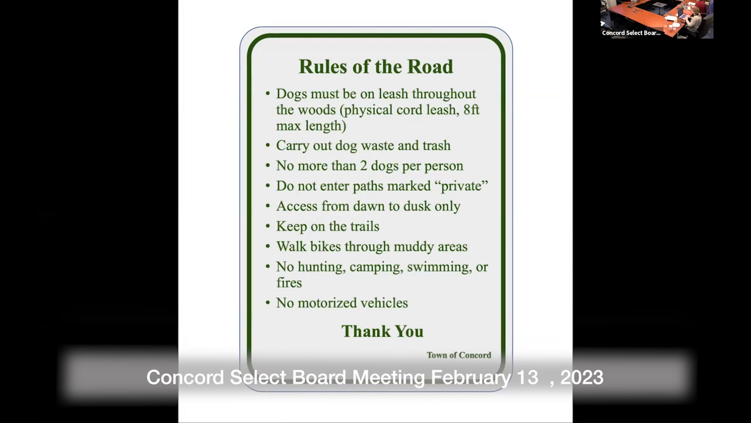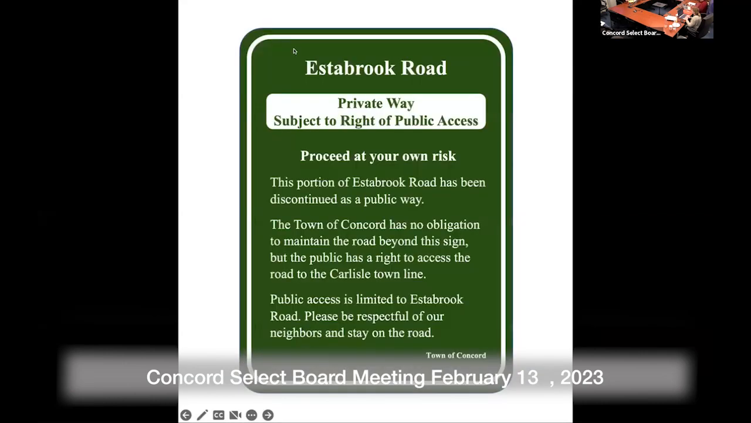In the first sign, the main change is to establish that this Estabrook Road is a private way subject to a right of public access, that members of the public must proceed at their own risk, and that this portion of Estabrook Road has been discontinued as a public way. That discontinuance order was from 1932, still in place. The town of Concord has no obligation, therefore, to maintain the road beyond the sign, but the public has a right to access the road to the Carlisle town line. That public access is limited to Estabrook Road, and please be respectful of neighbors and stay on the road.